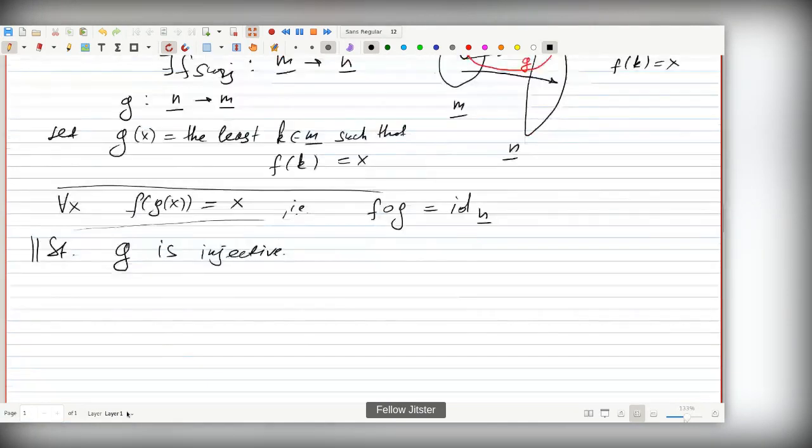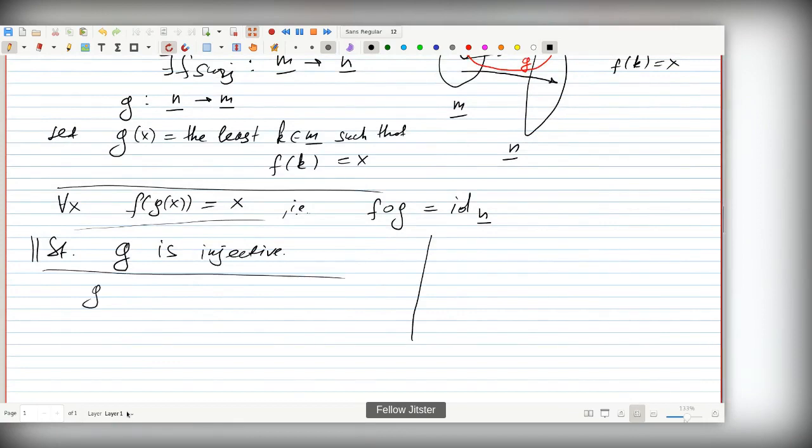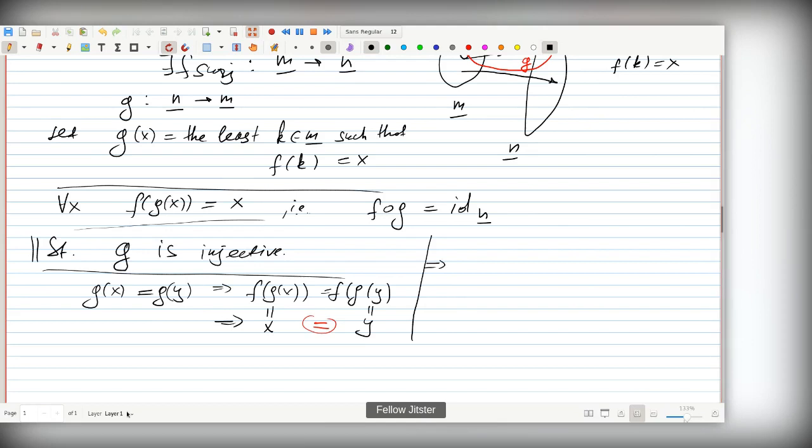Why is it injective? Assume that g of x equals g of y. What do we have then? Then, of course, f of g of x equals f of g of y. But on the other hand, f of g of x is just x and f of g of y is just y. So we have proved the required thing that x equals y given g of x equals g of y. So g is in fact injective.